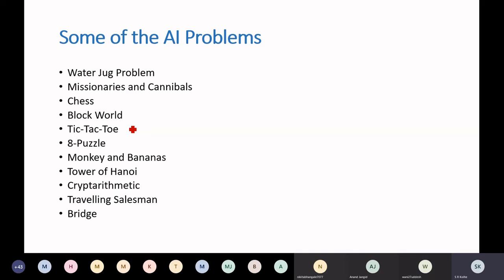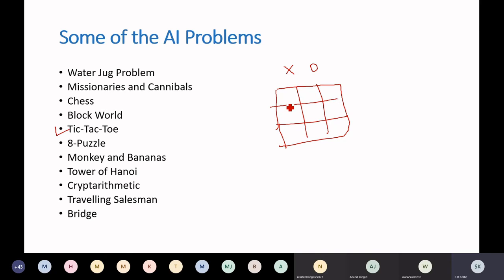Yes, sir. Then there is the problem of tic-tac-toe. This is known to all of us. In tic-tac-toe there are 9 squares. 2 players play this game, the XO game you say. One player marks X, another player marks O, and the player who makes a row, column or diagonal first wins the game, right? For example, if one of the players has made this diagonal first, this player will win the game. That is the tic-tac-toe game.